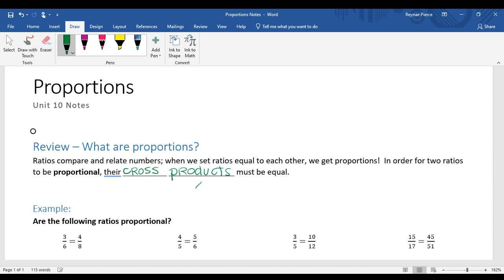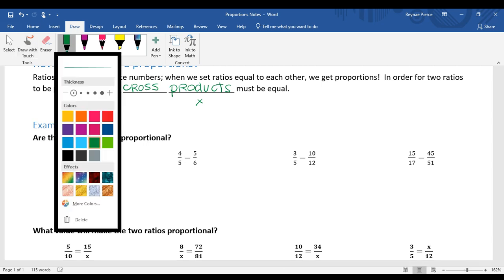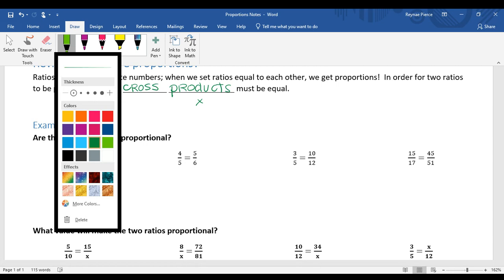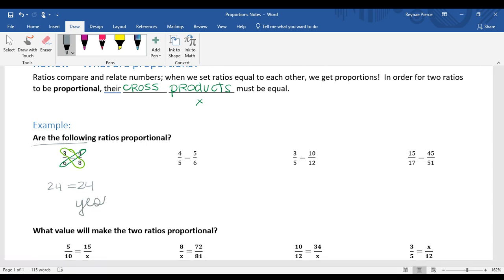Okay, and that word products mean to multiply. So when we are trying to determine if things are proportional, we are going to multiply across in an X pattern. Okay, so here this first one, 3 over 6 equals 4 over 8. We are determining, are they proportional? Okay, 3 times 8 is 24. 6 times 4 is 24. Since those cross products are equal, then yes, those ratios are proportional.